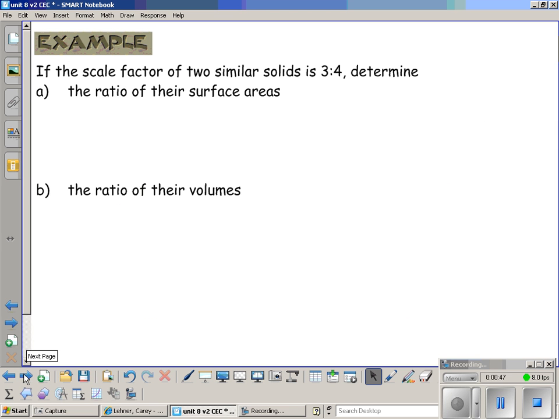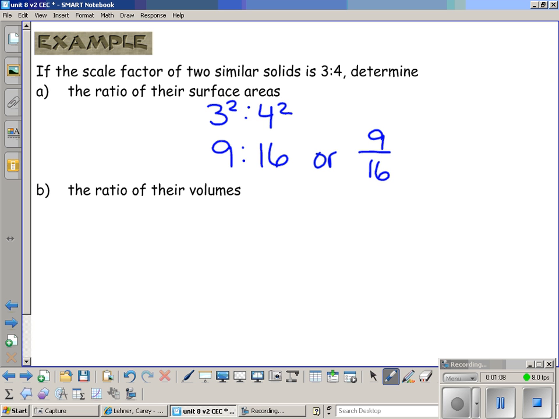If the scale factor of two similar solids is 3 to 4, determine the ratio of their surface areas. Now remember, in areas, we square the scale factor. So we get 9 to 16. So there's the ratio of the surface areas. You could write it as 9 over 16 as well.